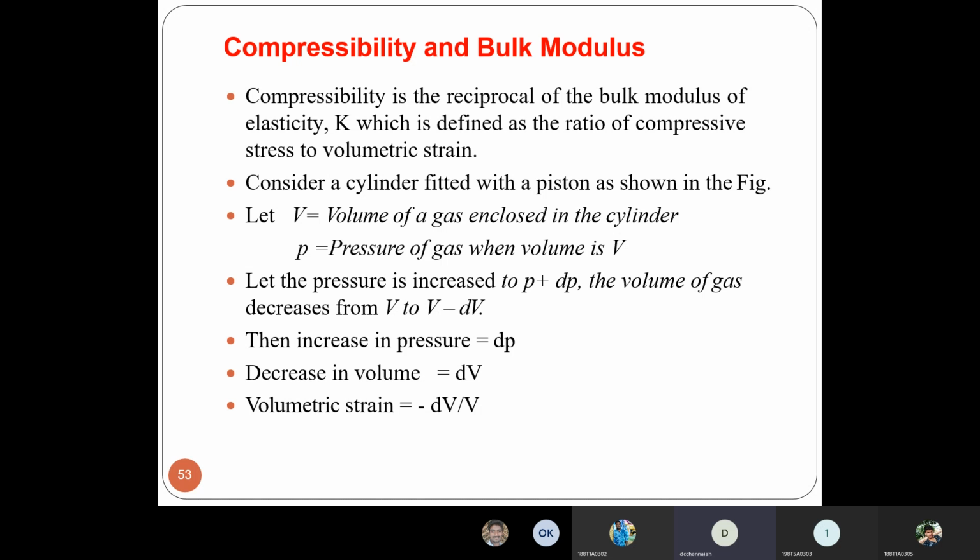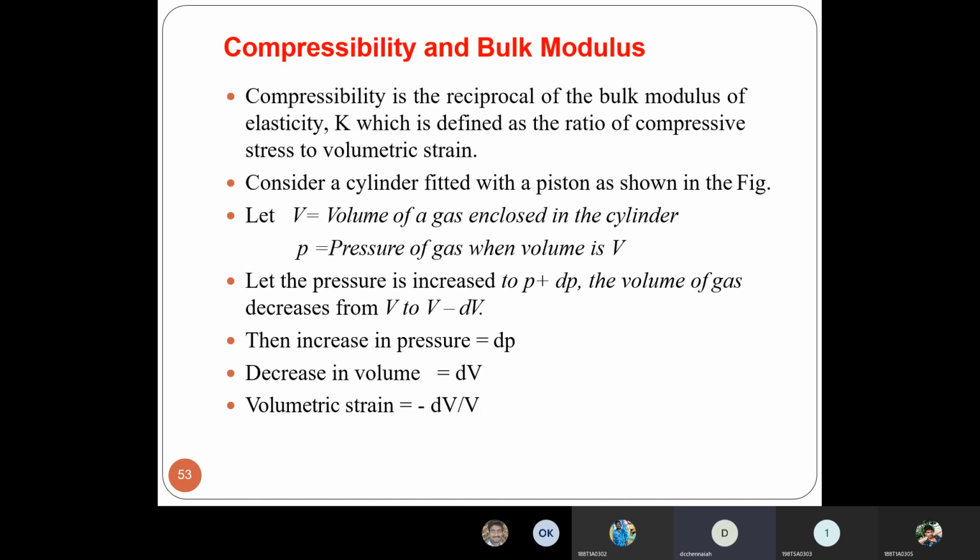Let V be the volume of gas enclosed in the cylinder, and P is the pressure of the gas when the volume is V. Let the pressure be increased to P plus dP when the volume of the gas decreases to V minus dV. Then the increase in pressure is equal to final pressure minus initial pressure. What is the final pressure? P plus dP, minus the initial pressure P. So we will get dP, because P and P get cancelled.